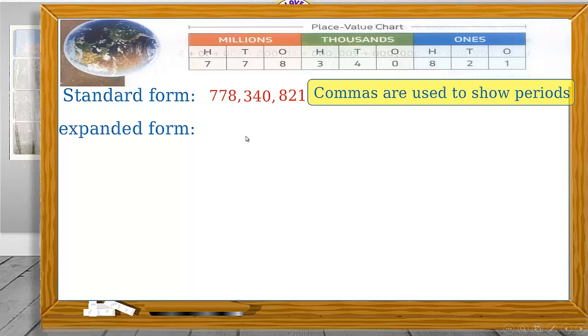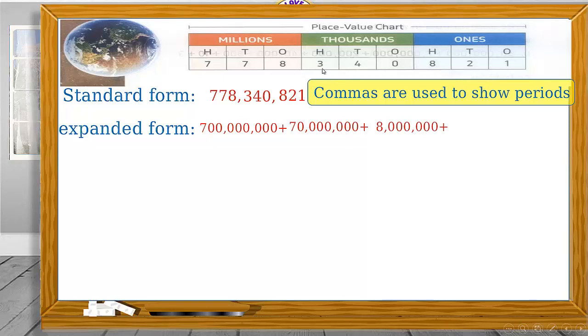Next form, expanded form. To write the number in expanded form, you should see the periods. You should see the highest place. What do we have here? We have 7. Write 7, and instead of all digits after 7, write zeros. 7 and 8 zeros, plus the next place: in the 10 millions place, we have 7. Write 7 and 7 zeros, 8 and 6 zeros, plus. We finish the first period.